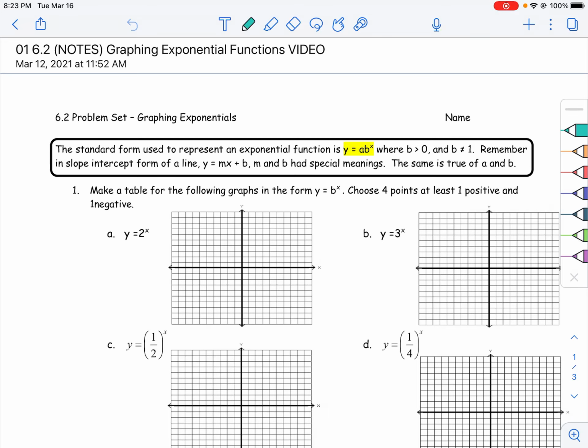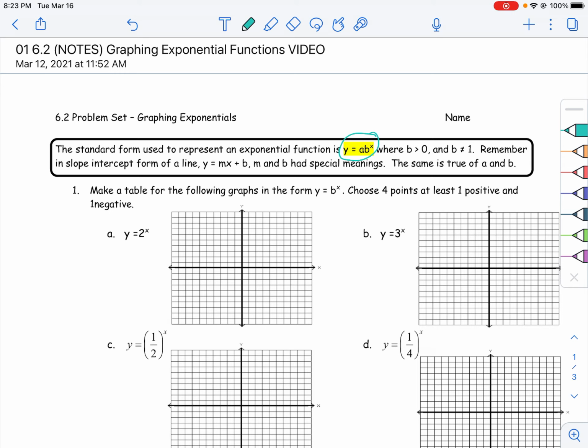All right, 6.2 notes. So today we're taking a look at exponential equations. We're specifically going to graph them. So what is an exponential equation? The standard form used to represent an exponential equation is y equals ab raised to the x. So our x is now in an exponent. That's why we call it exponential.